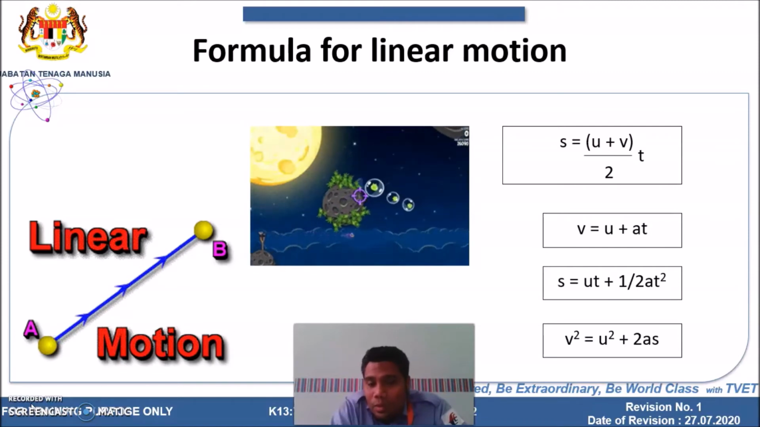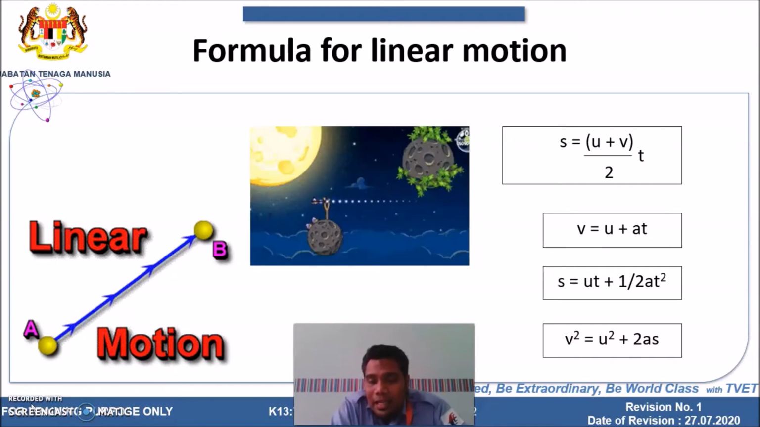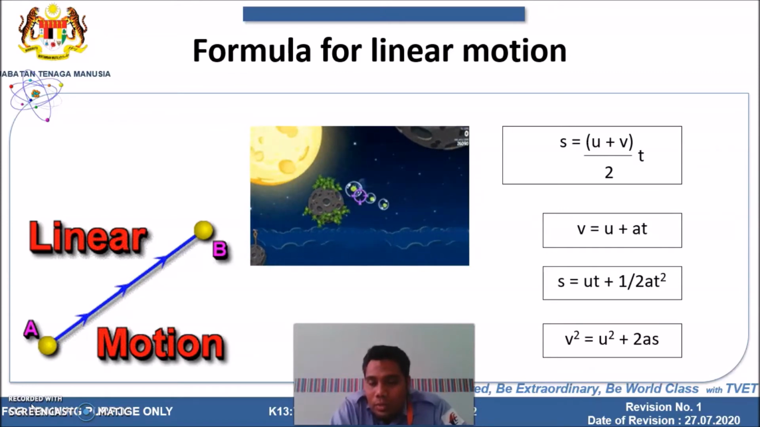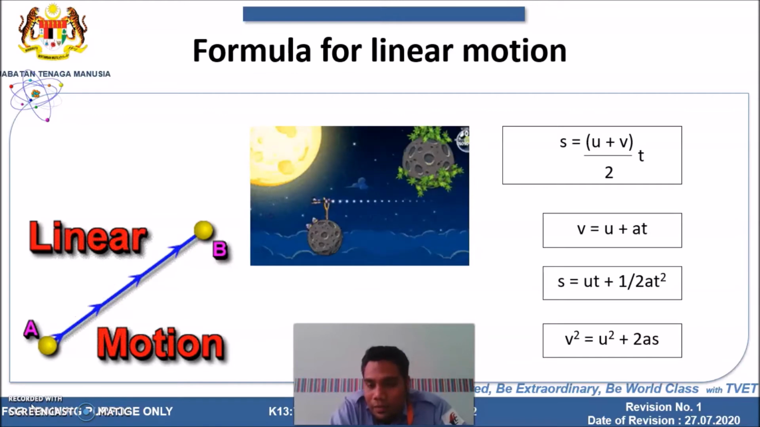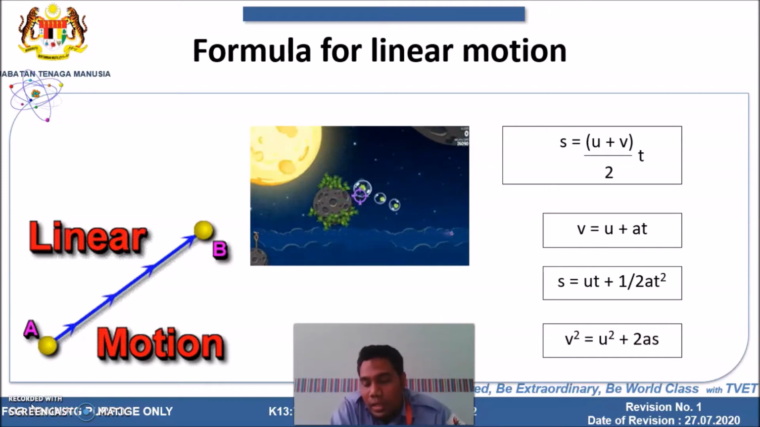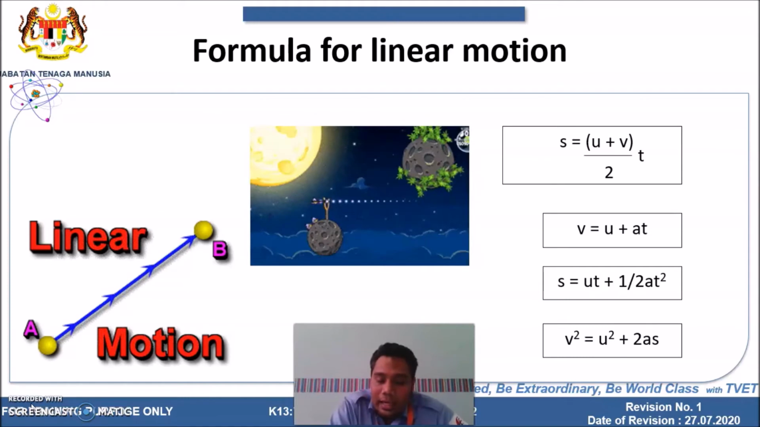S is equal to UT plus half AT power of 2. S sama dengan UT tambah setengah AT kuasa 2. V kuasa 2 equal to U kuasa 2 tambah 2AS. All of these four formulas are equations for motion along a straight line. For a motion along a straight line.